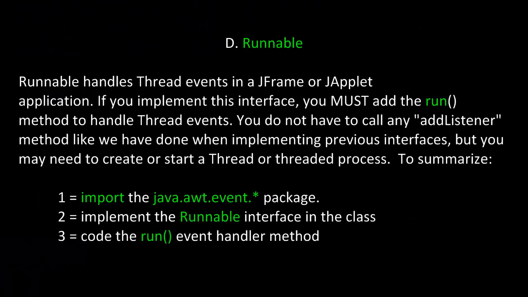The last event handling interface we're going to examine is Runnable. There are many more, but in the interest of keeping this video from becoming longer than it already is, we're going to stop here. Runnable handles thread events in a JFrame or JApplet application. If you implement this interface, you must add the run method to handle thread events.